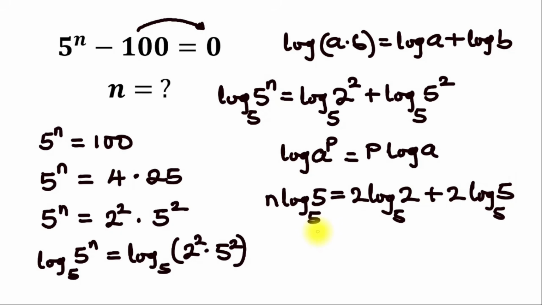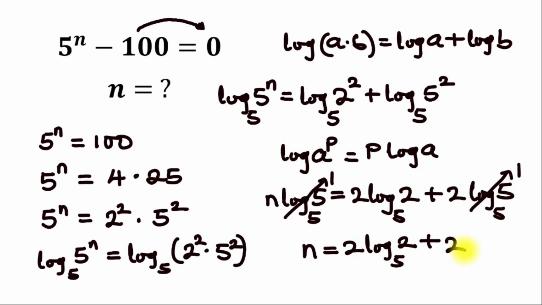Very good. Now there is an important note we need to know about logarithm: whenever the base and the number are the same, this is usually equal to 1. Now let's look at something like this. We have another one here. The base and the number are the same, so this is equal to 1. So this becomes n times 1, which is n. This is equal to 2 times log base 5 of 2 plus, now 2 times 1 is 2. Very good. There is no more way we can simplify this, so this becomes our final answer.